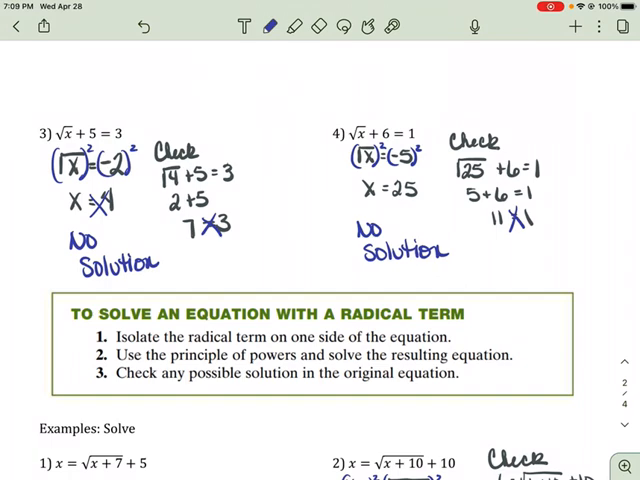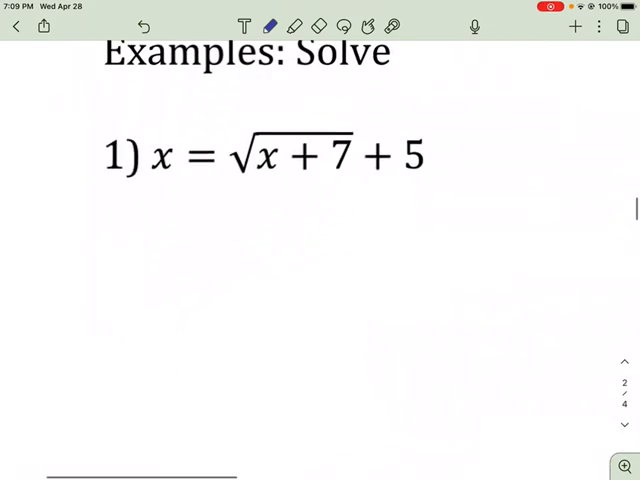So here are some steps that we've been doing, but we didn't write. Isolate the radical term on one side of the equation. Use the principle of powers and solve. And then always check your solution in the original equation. That's really important, that we always go back and check in the original. All right, so let's try some more.